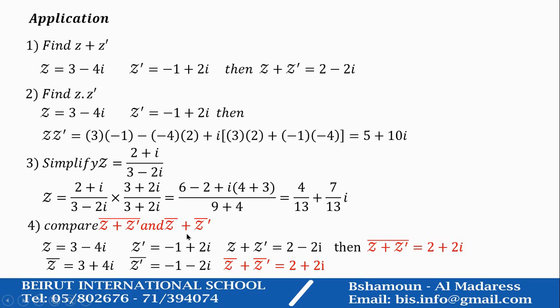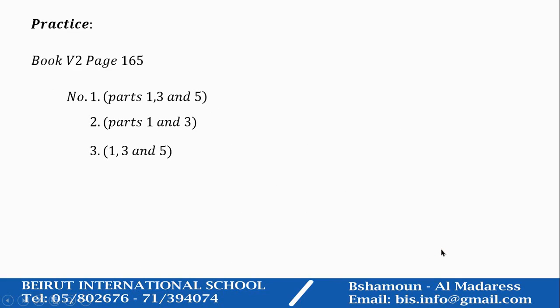Compare, for application. You have Z prime. First you find their sum by adding the reals and imaginary. Then you find the conjugate. If the sum is 2 minus 2i, the conjugate of the sum is 2 plus 2i. Then you find the conjugate of each alone. Conjugate of Z is 3 plus 4i. Conjugate of Z prime is minus 1 minus 2i. And you add the conjugates, and you end up with the same result as before.